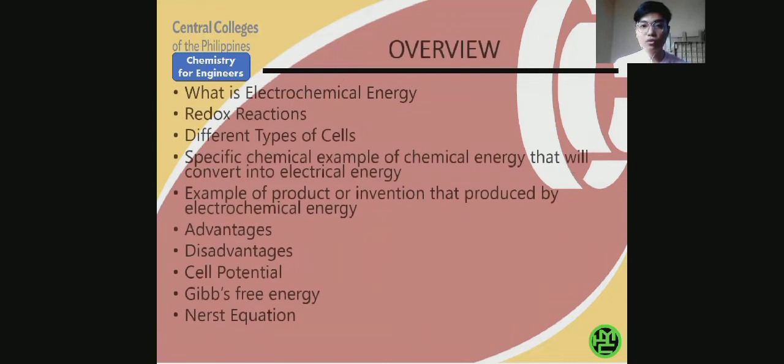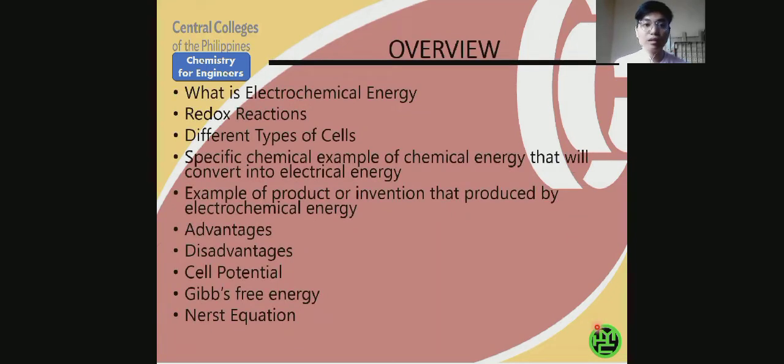So here is the overview of our presentation. What is electrochemical energy? The redox reactions, the different types of cells, the specific chemical example of chemical energy that will convert into electrical energy. Example of product or invention that is produced by electrochemical energy, the advantages and the disadvantages, the cell potential, Gibbs free energy, and the Nernst equation.